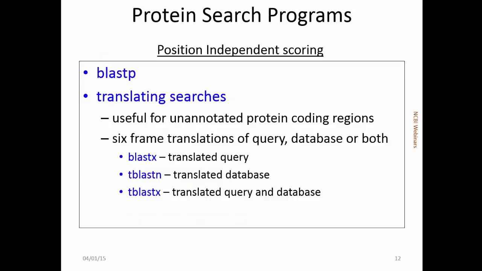So BLASTP is a traditional protein search algorithm. There are also translating searches. Now, you might find it strange that I call these protein search programs, but they are, because the actual searches themselves are at the protein level. There are 3 different ones: BLASTX, where you can translate your query sequence, TBLASTN, where you can translate your database, and TBLASTX, where you can translate both the query sequence and the database sequence. And these do 6-frame translations, and they're very useful for unannotated protein coding regions on nucleotide sequences.